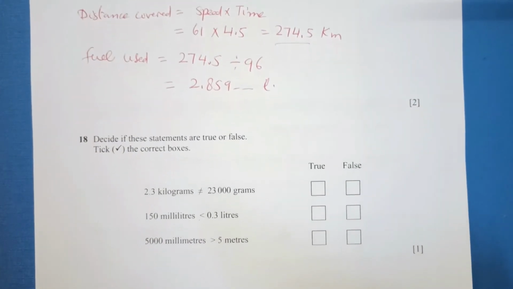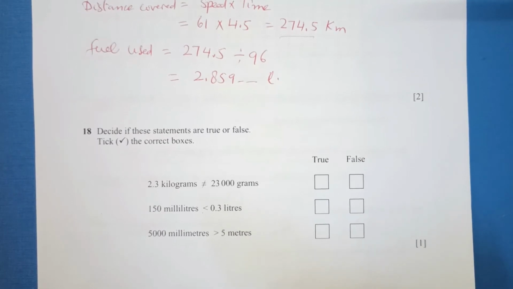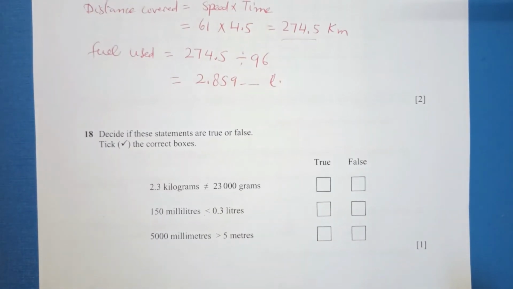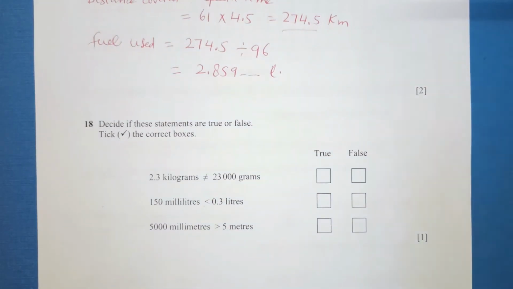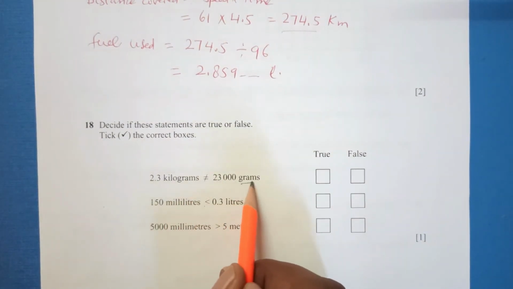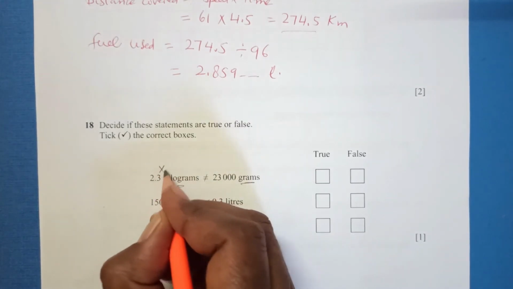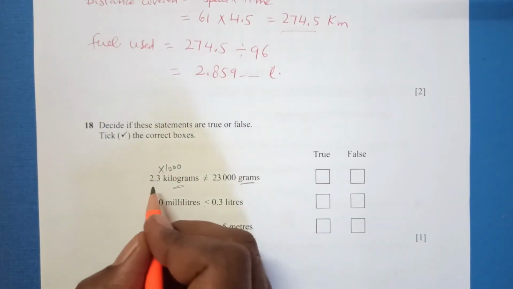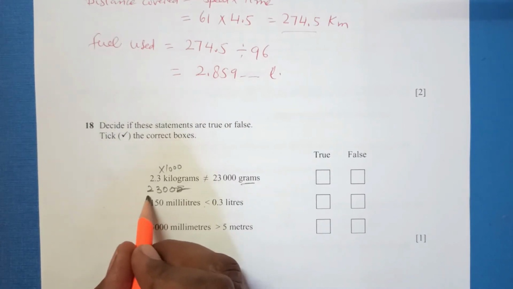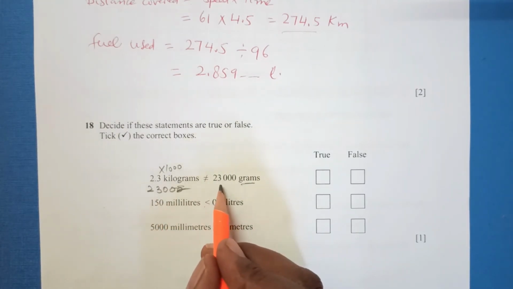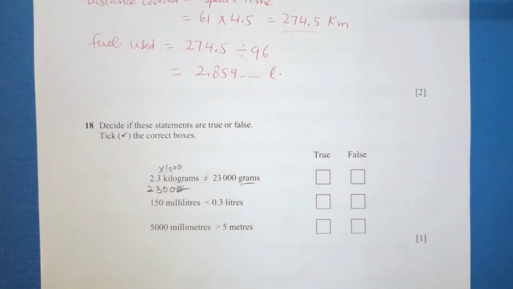Now question number 18. Decide if these statements are true or false. Tick the correct answer. So we have to solve this one by one. 2.3 kilograms, here we have grams. If we multiply by 1000, we are going to get 2.3 with 3 zeros, 1 decimal place is there. So this is 2300 grams, and this is 23,000 grams.